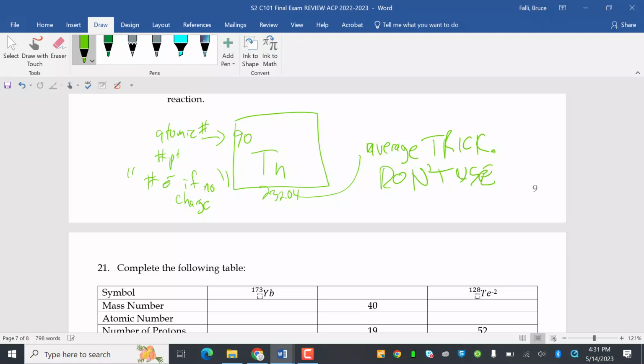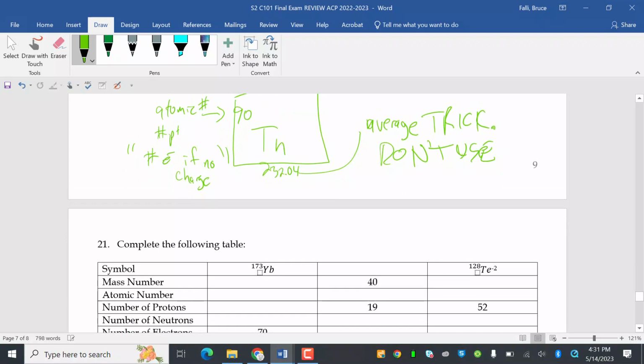So you probably don't want the average grade of chemistry students in America. Average grade in chemistry is like a D. You want better than that, I hope. So you don't want to use that average.